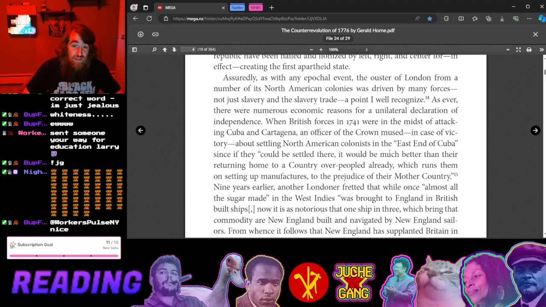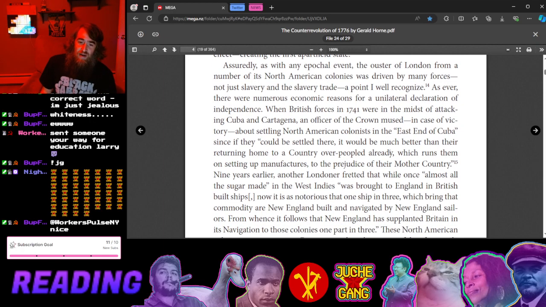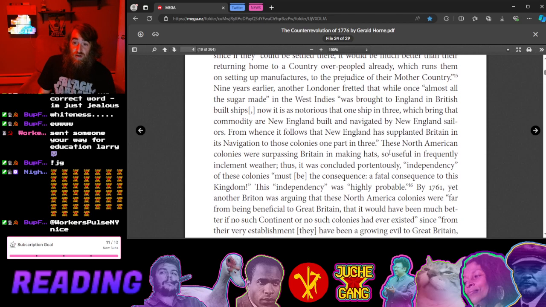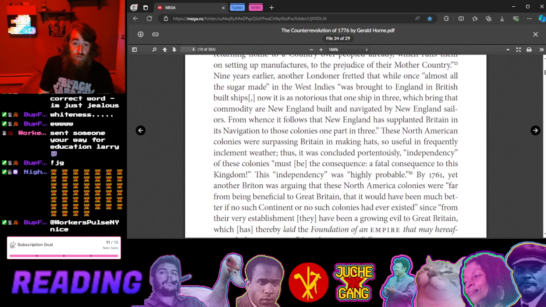When British forces in 1741 were in the midst of attacking Cuba and Cartagena, an officer of the crown mused, in case of victory, about settling North American colonists in the east end of Cuba, since if they could be settled there, it would be much better than their returning home to a country overpeopled already, which runs them on setting up manufactures to the prejudice of their mother country. Unquote.